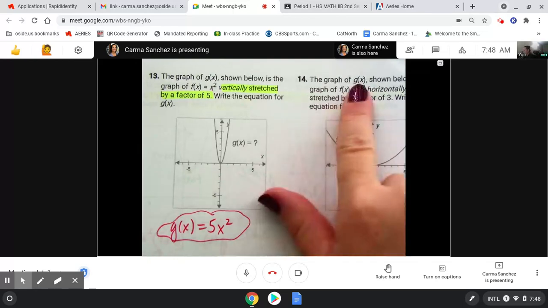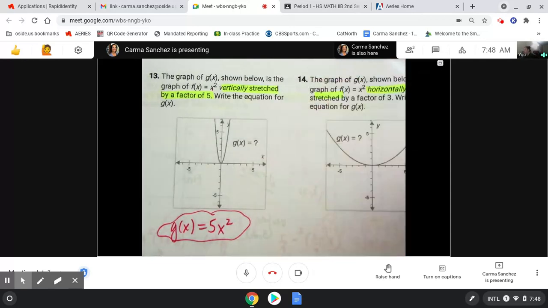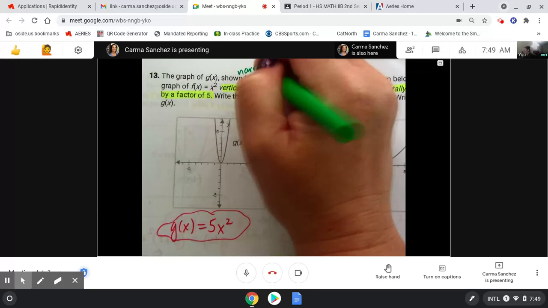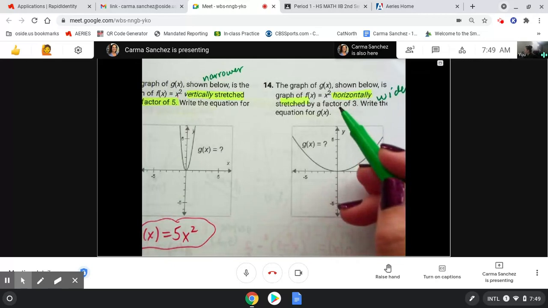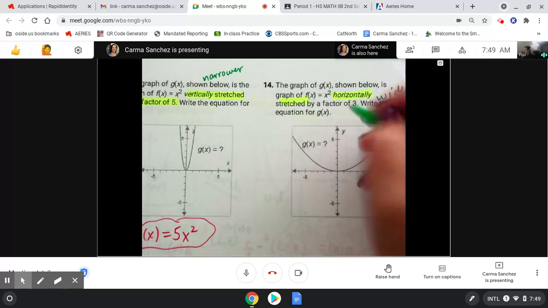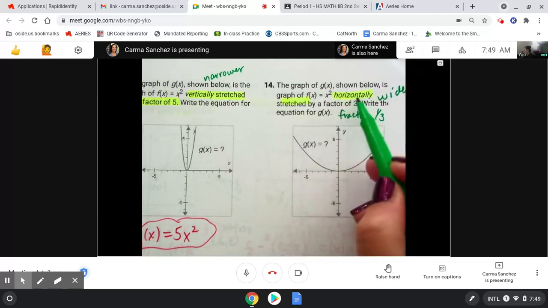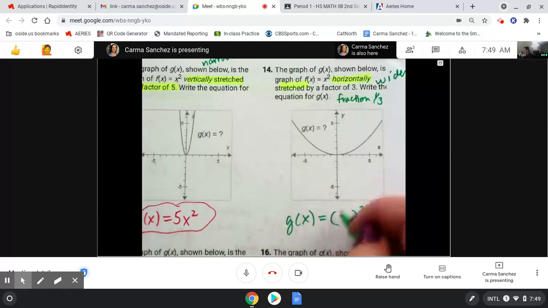The graph of g of x shown below is the graph of this horizontally stretched. Notice it's wider. So this word horizontally stretched means wider. This word vertically stretched means narrower. We made a little chart in our notes to remind us of that. So this is being horizontally stretched or wider by a factor of 3. When I see that, I'm thinking fraction of 1/3. When it's a horizontal stretch, it's a change that's happening inside or to the input. So I'm going to go, your x squared is now going to become 1/3 of x.